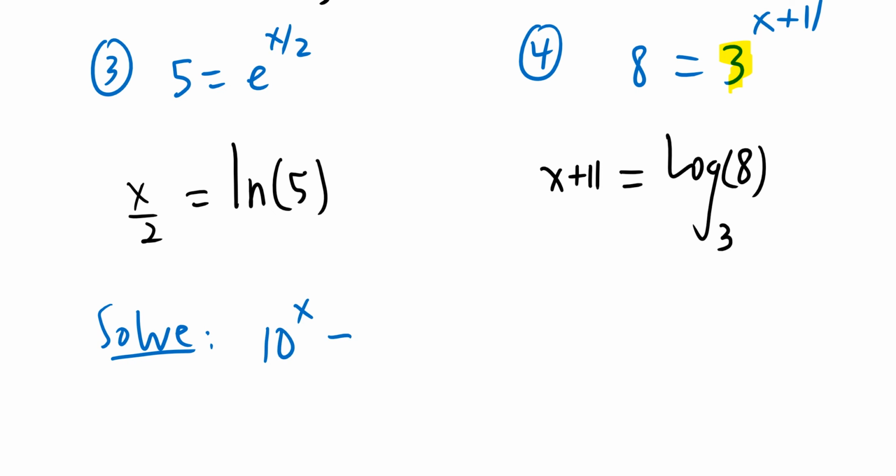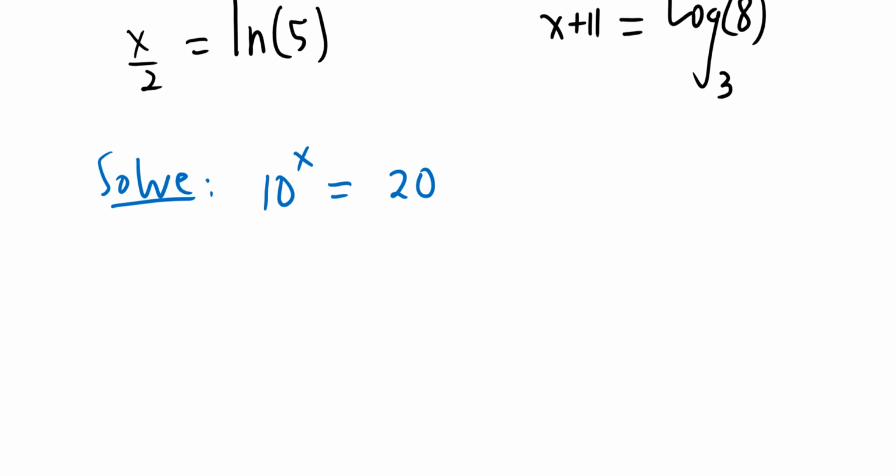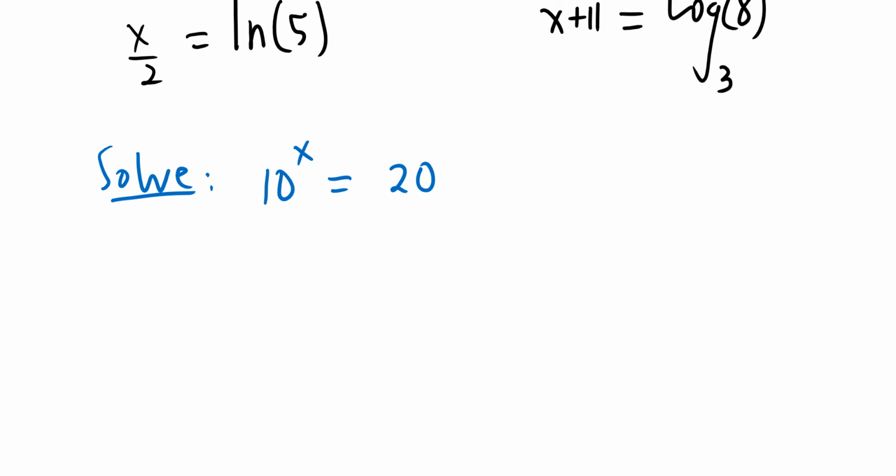Let's say 10 to the x. In the previous lesson, I remember we had like 100,000. And then we rewrote this as 10 to the 5th. So the bases match. But now what about if I don't want this? Let's say I'm going to pick a number that I can't get as 10 to some power. Let's say 20. So how do we solve for this?